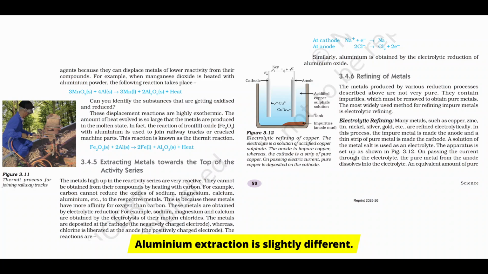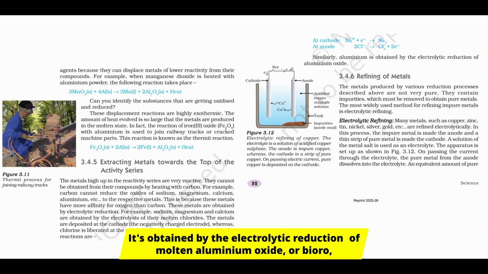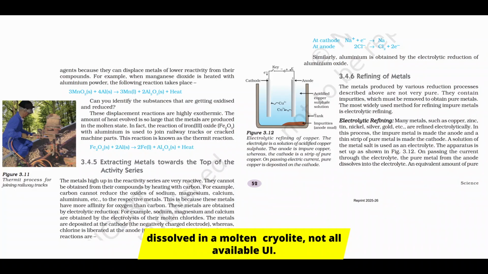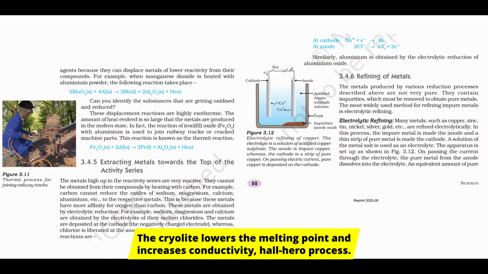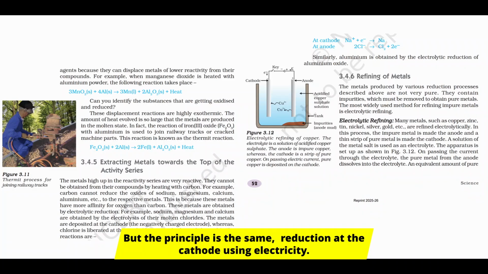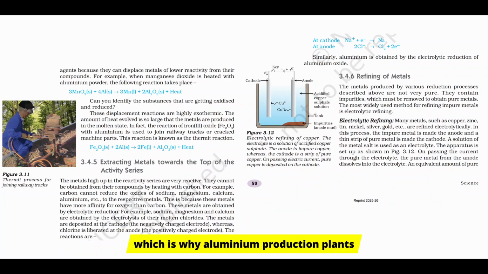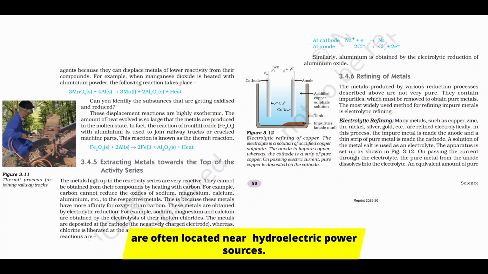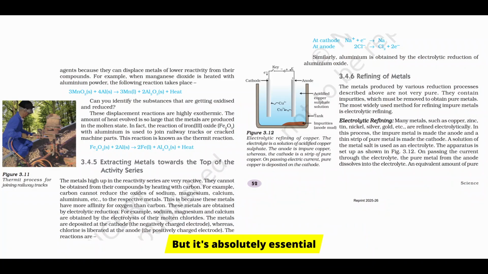Aluminium extraction is slightly different. It's obtained by the electrolytic reduction of molten aluminium oxide, Al2O3, dissolved in molten cryolite, Na3AlF6. The cryolite lowers the melting point and increases conductivity, the Hall-Héroult process. But the principle is the same, reduction at the cathode using electricity. This method is energy intensive, requires a lot of electricity, which is why aluminium production plants are often located near hydroelectric power sources. But it's absolutely essential for extracting these very reactive and commercially important metals.